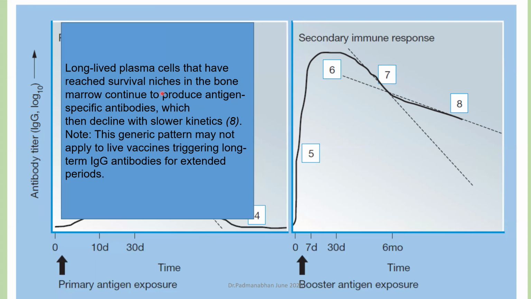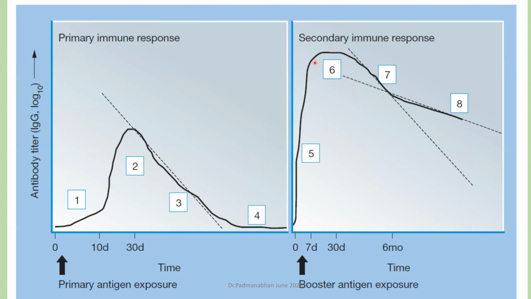Long-lived plasma cells that have reached survival niches in the bone marrow continue to produce antibody, which declines with slower kinetics. Now we are talking about the secondary immune response. You would find that there is no lag period. It rises within 7 days and peaks, it has a broader base, but it also declines. You understand? If there are memory B cells and plasma cells in the bone marrow, they produce antibodies, therefore the level remains for a longer time.